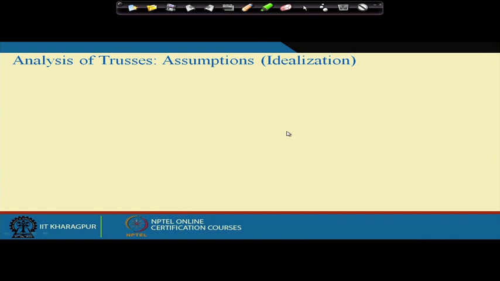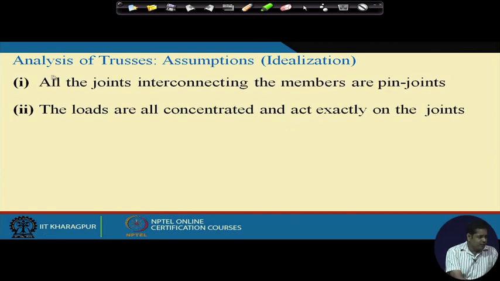Okay. Now let's see, the analysis of the truss is based on certain assumptions, and these assumptions are, the first assumption is all the joints interconnecting the members are pin joints. Just now we defined truss that the members are pin connected, but now you remember I told you in the model lab as well, originally if you look at the different truss structures, those members are not pin connected.